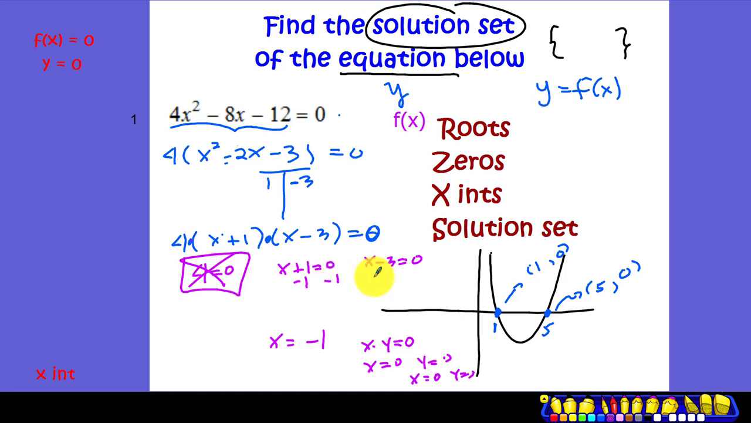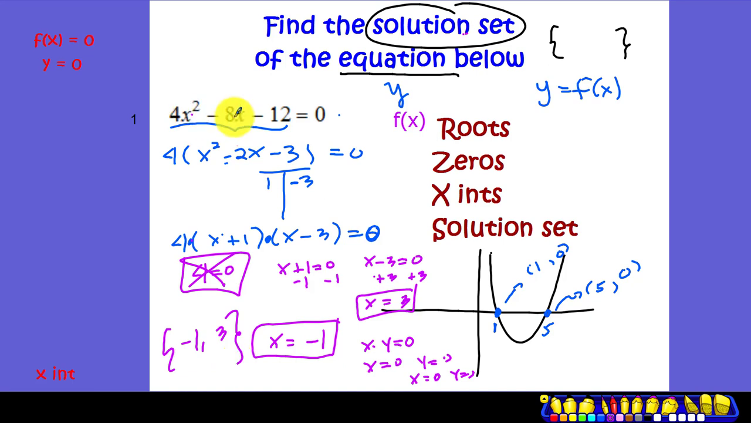What about here? What will be the value of x so that x minus 3 equals 0? 3. So you can just add 3 both sides and I say x equals 3. So we have this and we have this. So the solution will be written as negative 1 comma 3. Okay? It means that these are the values of x so that the left side will be equal to 0. So that's the meaning of finding the solution set, finding the roots, finding the zeros, or finding the x-intercepts. It will be the same process.